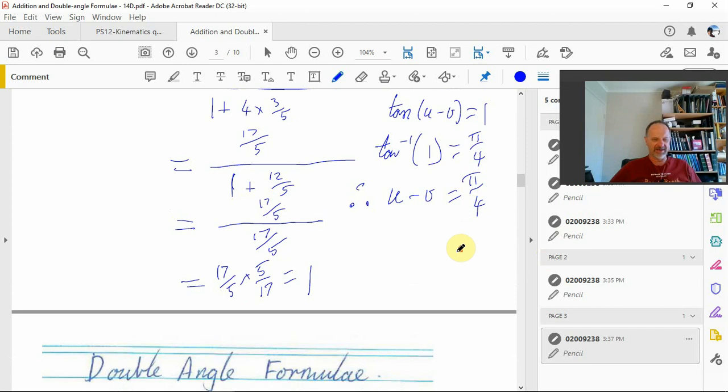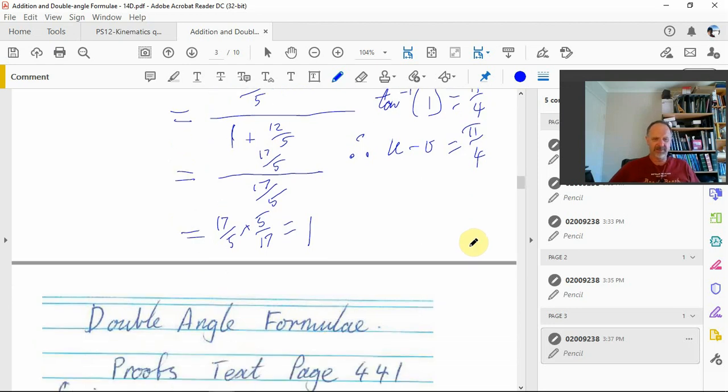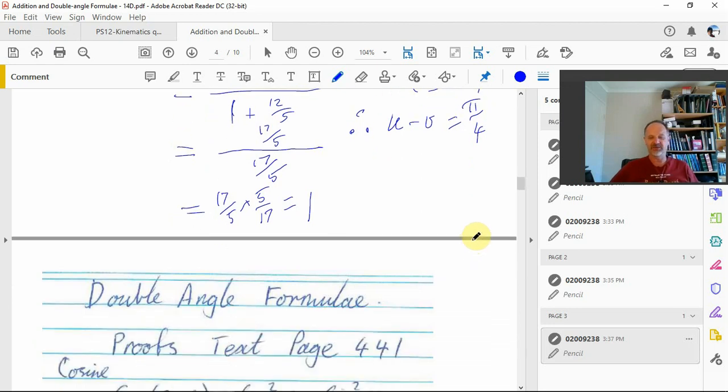All right, double angle formula. So double angle, 2 times the angle. Yeah, doubling is timesing by 2. And so there's a bunch of proofs again in your textbook. All right, so if you're feeling that you want to have a bit of a break, now's a good time before I go further into this.